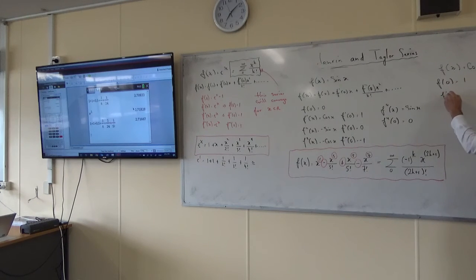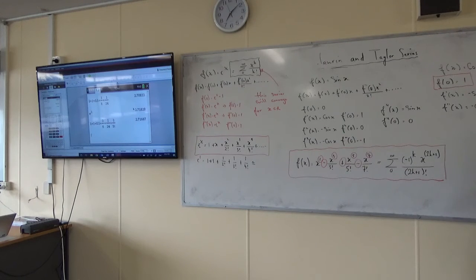And then we've got f dash x equals minus sine x. So f dash 0 equals 0. f double dash x equals minus cos x. So f double dash 0 equals minus 1. I think you can see the pattern, can't you? Here's 1, here's minus 1, the next one's going to be 0, then 1, then 0, then minus 1.